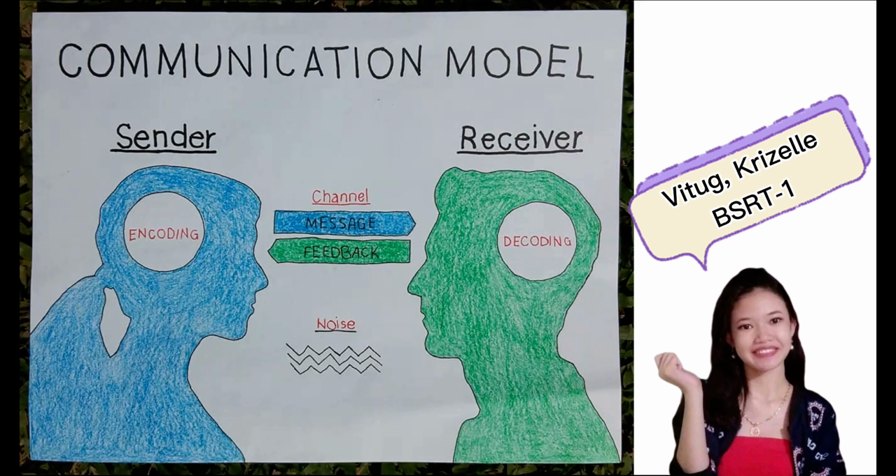and is also the communicator or source of communication. Then the receiver is the listener, reader, or observer. That is the individual or group of individuals to whom a message is directed. The receiver is also the audience.